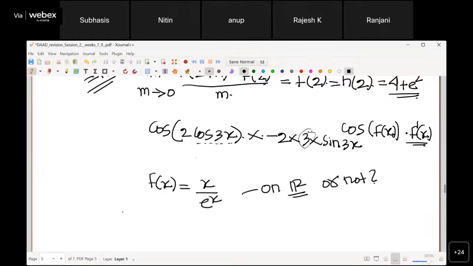So do you think infinity is an element of this R? Infinity is not a real number, right? I have said this in the very beginning. It's not a number. So I don't have to check whether this function is differentiable on R at infinity or not. I just need to check whether this function is differentiable on this set of real numbers, or that is what I need to check.